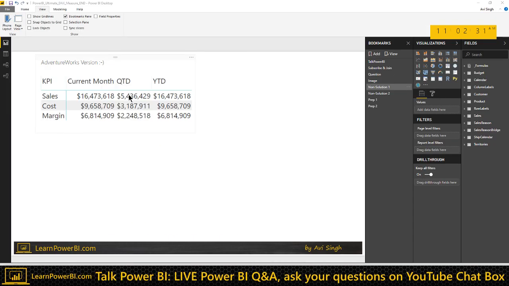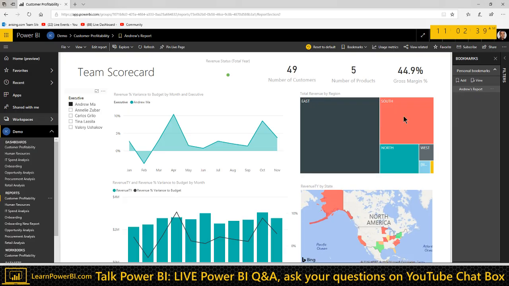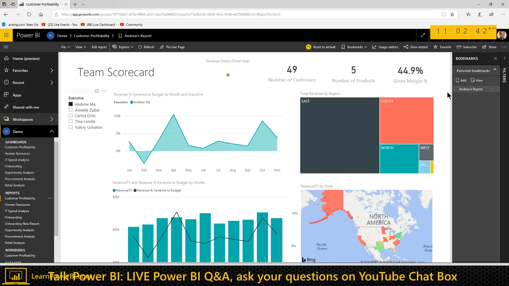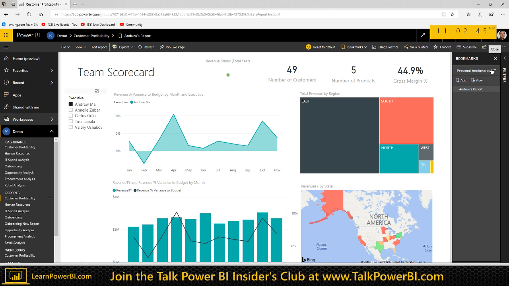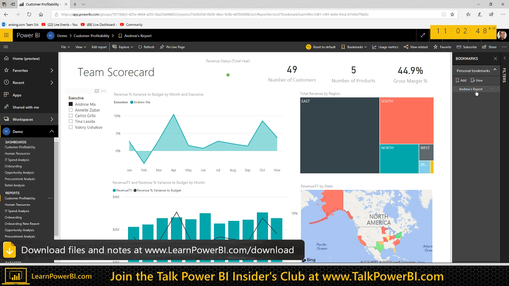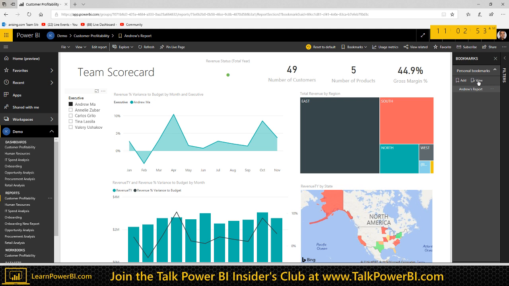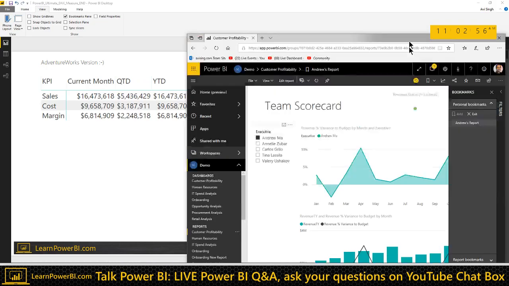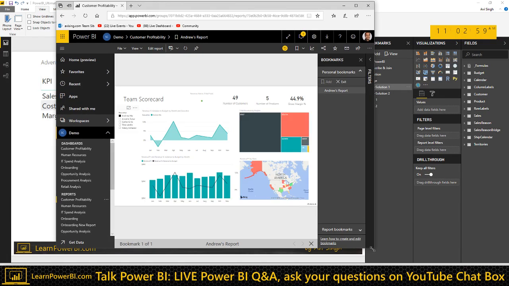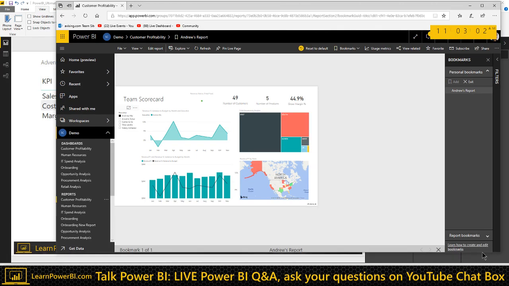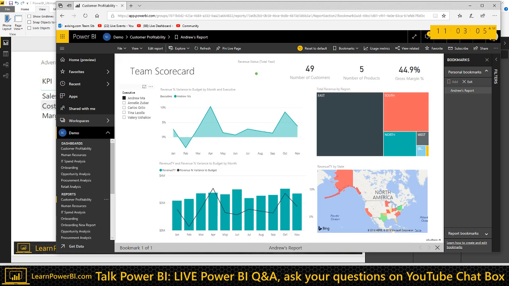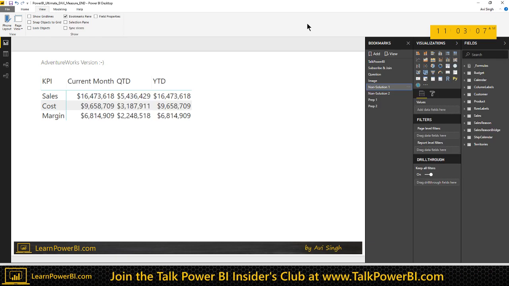I've just noticed that in the personal bookmark, you have an option to show the bookmarks, and in the bottom you will see the name of the bookmark. If you say show view, because mine is in Danish, then in the bottom you see Andrew's report. Nice, awesome, I had never seen that. So this is there in this mode as well in the desktop.